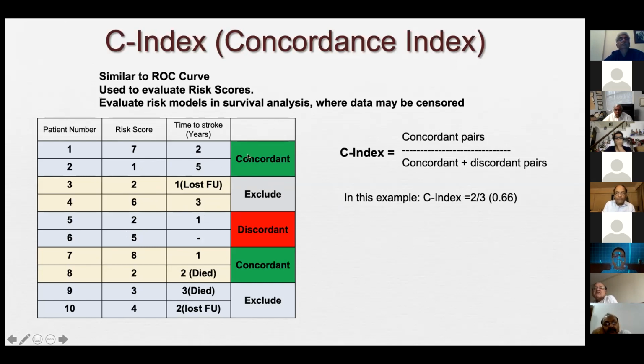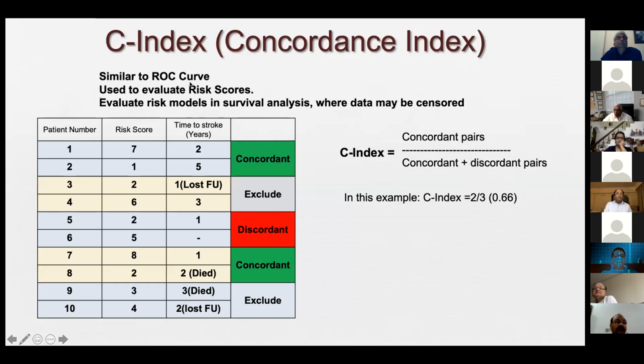Likewise, we calculate the concordant and discordant pairs. The C index is the number of concordant pairs divided by concordant plus discordant pairs. In this case, we had to exclude 2 pairs, and out of the remaining 3, we have 2 concordant and 1 discordant. So 2 out of 3 are concordant, and the C index becomes 0.66.